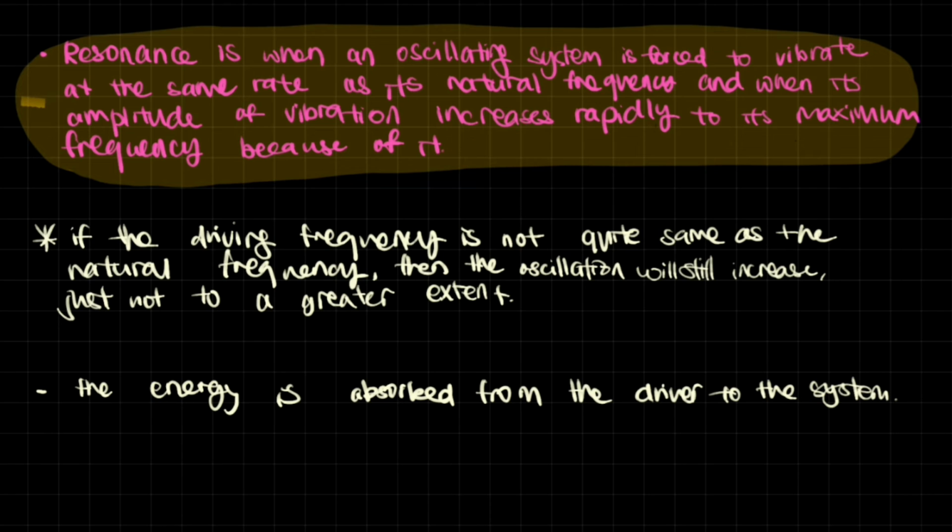Let's introduce another component, which is resonance. Resonance is when an oscillating system is forced to vibrate at the same rate as its natural frequency, and its amplitude of vibration increases rapidly because of it. So remember we differentiated forced and free oscillations last time?